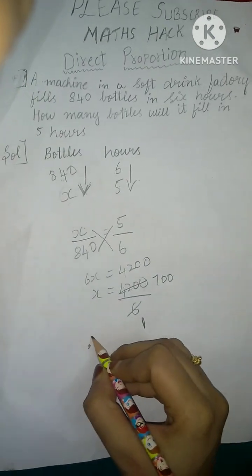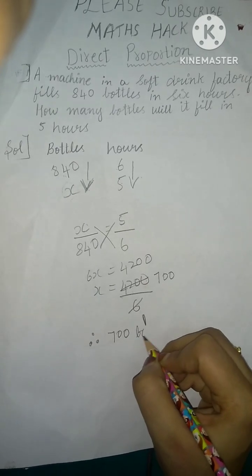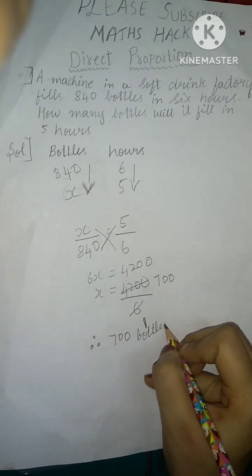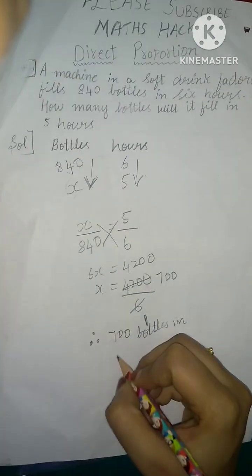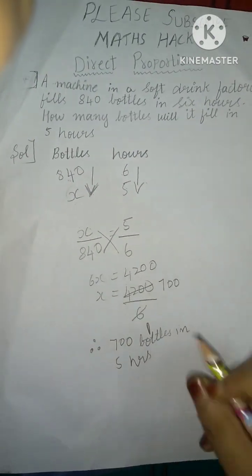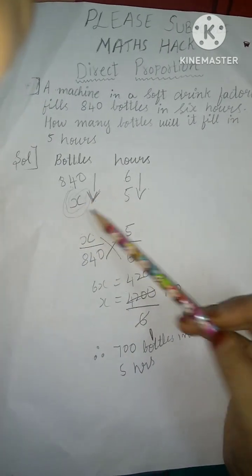Therefore, 700 bottles in how many hours? 5 hours. We can make in 5 hours. The factory will make 700 bottles. So this is the question.